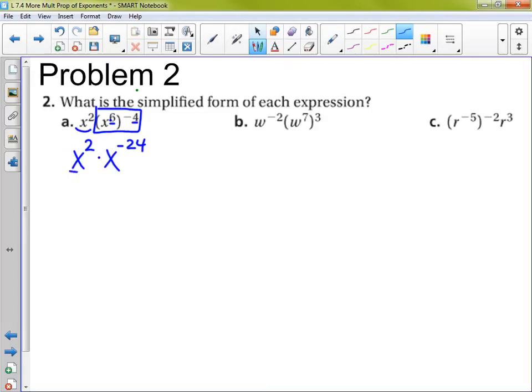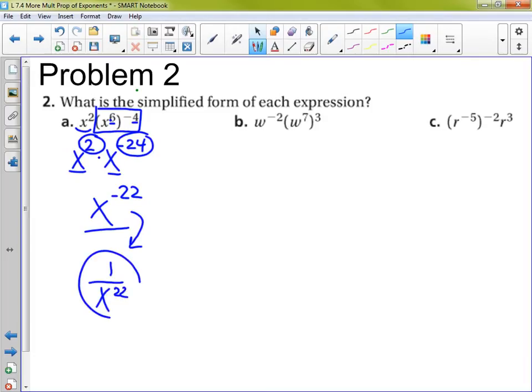When you multiply like bases, you add the exponents. So 2 plus negative 24 is negative 22. And again, you simplify it by moving the exponential number from the top to the bottom to make it positive. So it's 1 over x to the 22nd.